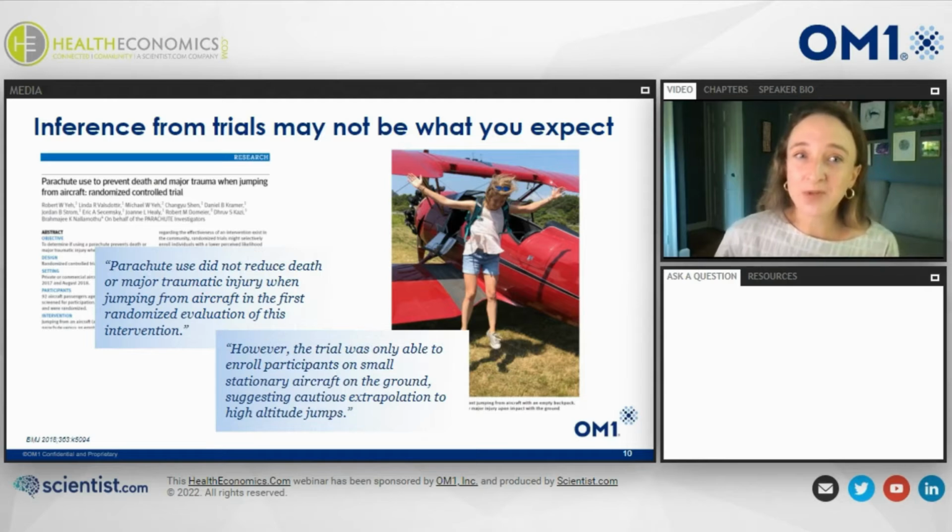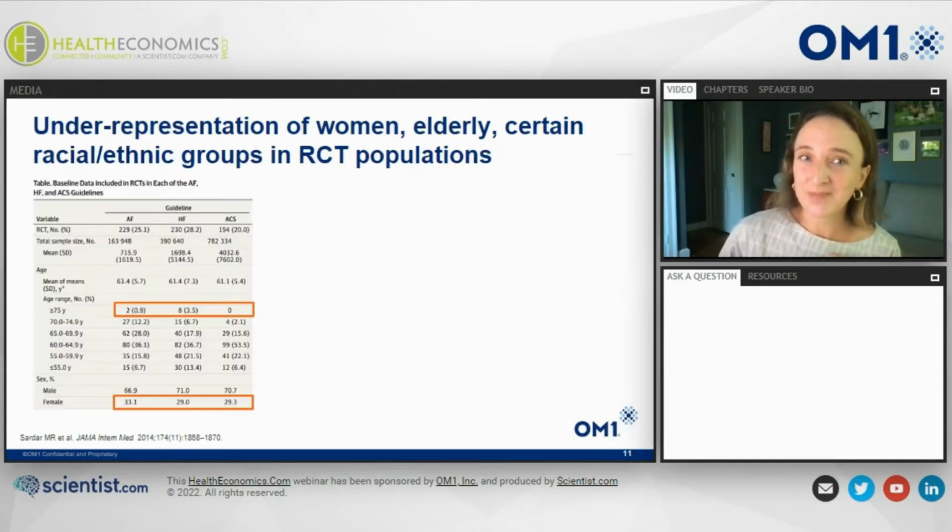So the trial was only able to enroll participants on small stationary aircraft on the ground, suggesting cautious extrapolation to high altitude jumps. So this is poking fun at the primacy of the randomized trial, while also kind of highlighting the appeal of pragmatic and observational designs to address certain kinds of research questions.